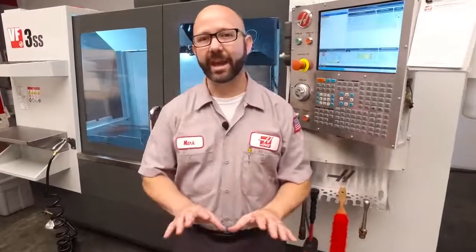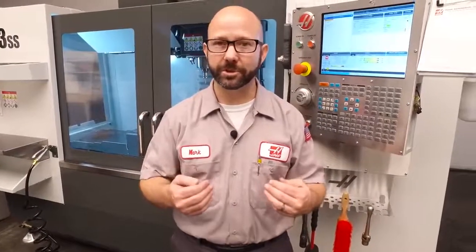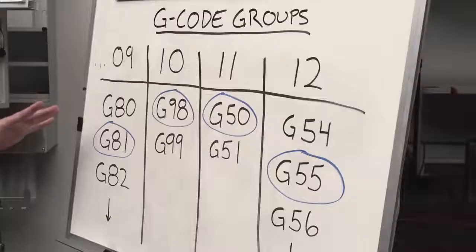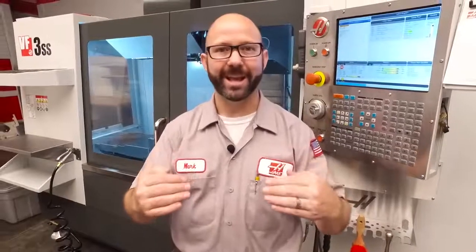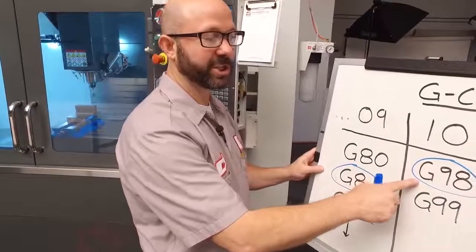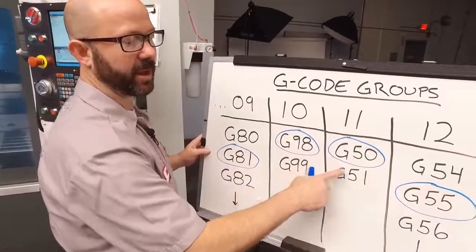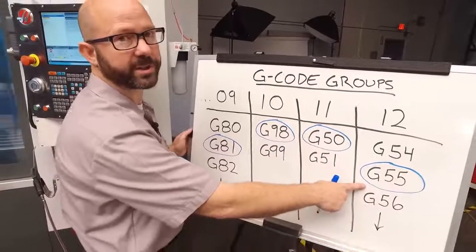Now the reason that we have G-code groups is to divide up mutually exclusive G-codes. We can't drill and tap at the exact same time. So if you were to call up a G81 and a G84 on the same line of code, you'd get an alarm. Now I've circled a G81 to drill using a G98 clearance plane. We've turned off scaling and we're going to use work offset G55.